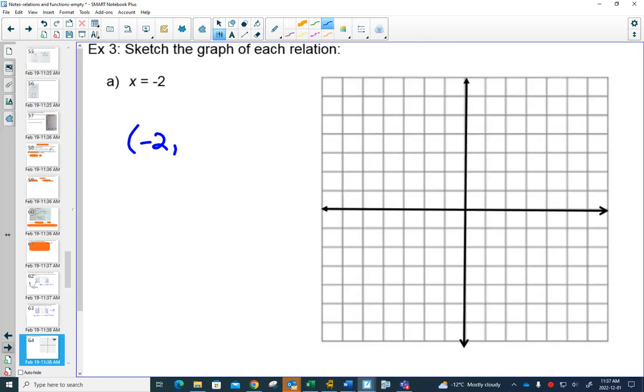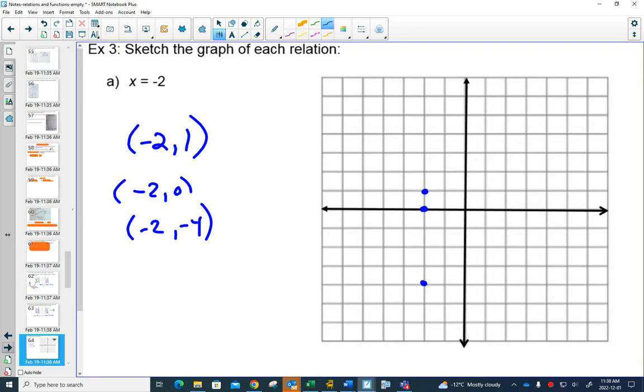Is there some point on here where the x coordinate is negative 2? Yes. Can you give me an example? Negative 2, comma 1. Negative 2, comma 0. Someone said another one. Negative 2, comma 1 would be there. Negative 2, comma 0 would be there. Can you give me another one? Negative 2, negative 4. That would be there.